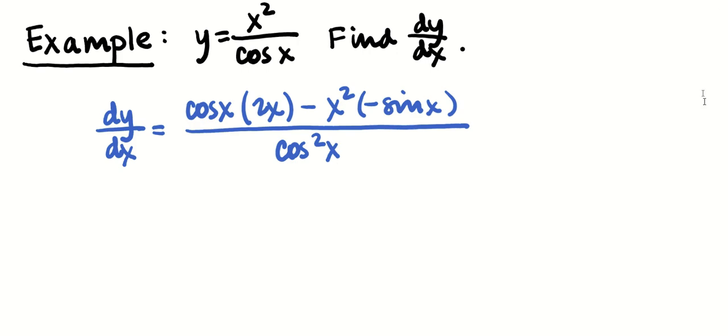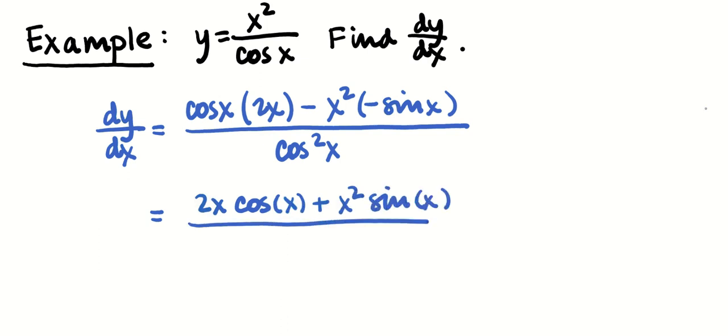All right, there you go. Now, if a person wanted to, they could certainly say that this is 2x times cosine of x plus x squared times the sine of x, divided by cosine squared x. But they'd be no more right than somebody that stopped at the first line in blue.